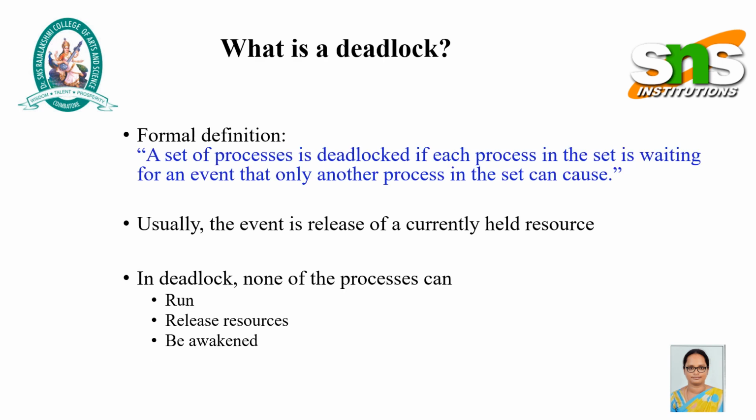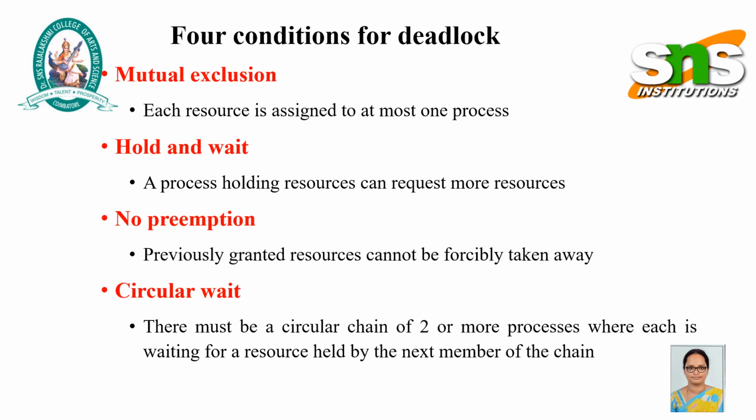So what is a deadlock? The definition of deadlock is given here. A set of processes is deadlocked if each process in the set is waiting for an event that only another process in the set can cause. Usually the event is the release of a currently held resource. In deadlock, none of the processes can run, release resources, or be awakened.